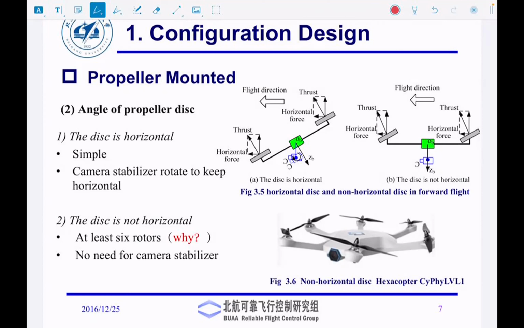Nowadays, you have the Sci-Field LVL1. This is actually a hexcopter. You would notice on this hexcopter, the rotors are not perpendicular, but they are at an angle. Can someone tell me why?